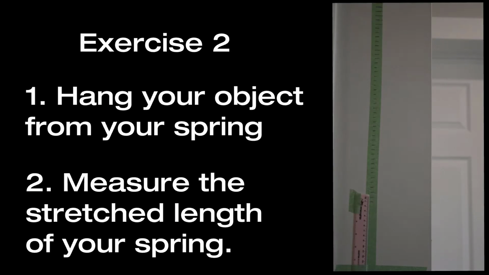In exercise 2, you need to measure the spring constant of your spring. You'll do this by hanging an object of known weight. In this case, I use a can with a mass of 355 grams. Measure the natural length of the spring before it's stretched, and then measure the stretched length of your spring.